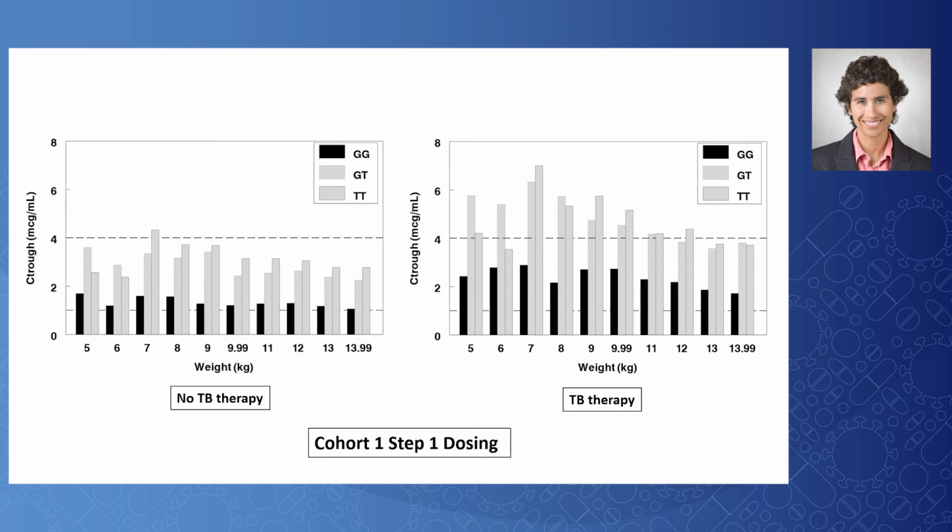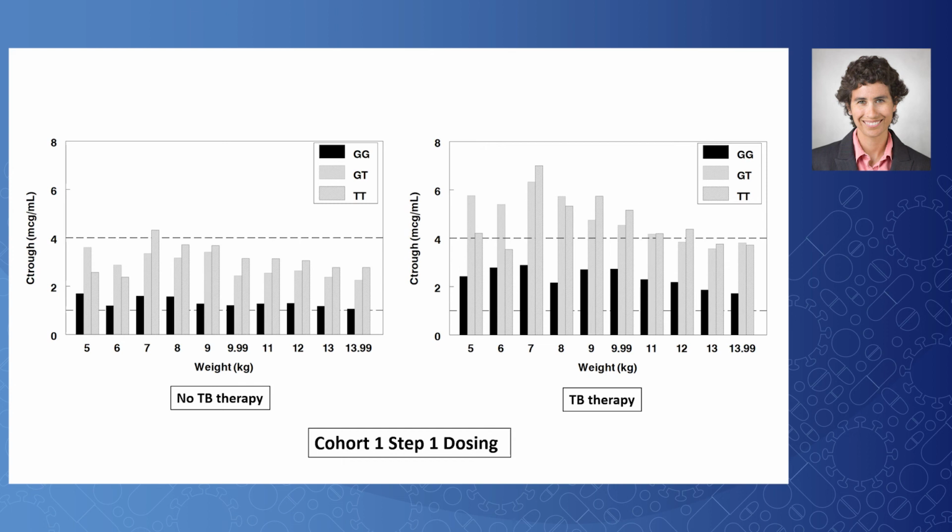Here are the results of the simulation. We have trough concentrations. These are the median troughs separated by weight, genotype, and the presence of TB therapy. The goal C trough is shown with the dashed lines. Trough concentrations less than 1 microgram per mL are felt to put patients at high risk of viral rebound, whereas trough concentrations higher than 4 micrograms per mL are felt to increase the risk of CNS toxicity.